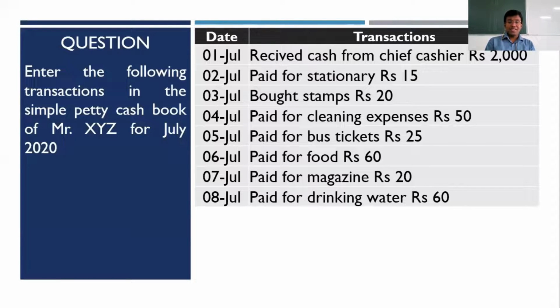Enter the following transactions in the simple petty cash book of Mr. XYZ for July 2020. They've given you 8 transactions, and let's go about preparing these 8 transactions into the simple petty cash book for Mr. XYZ.